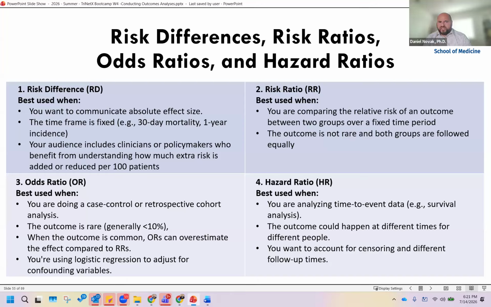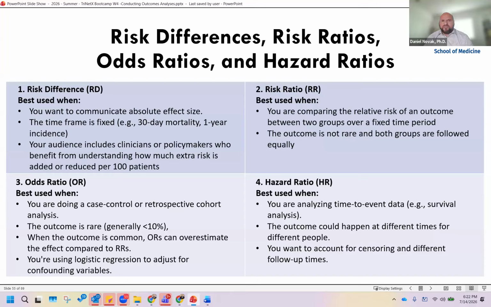You also, if you're using logistic regression to adjust for confounding variables, this can be useful to have odds ratios because it'll give you apples to apples comparisons. You also have hazard ratios. So this is best when you're analyzing time to event data. Hazard ratios come from the Cox proportional hazard model where they're computed, and they tell you about how long it takes for an event to occur. We're going to talk about the concept of survival analysis, which is very confusing for a lot of people because the terminology gets in the way. We're going to talk about that in a second. But the outcome could happen at different times for different people, and you want to account for censoring in different follow-up times. So hazard ratios are really useful for temporal relationships.